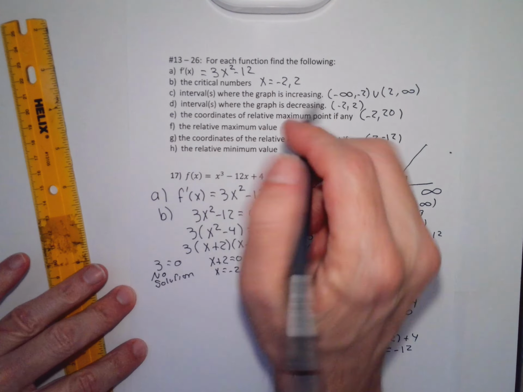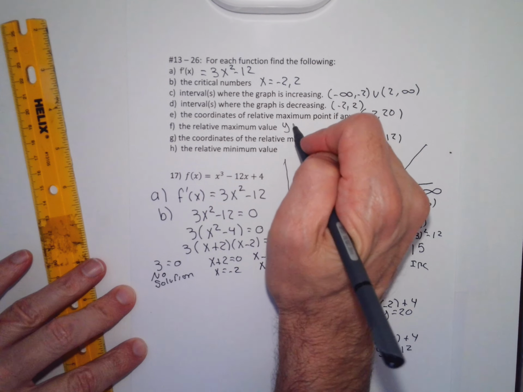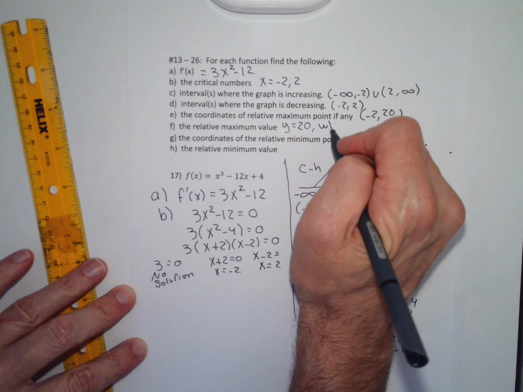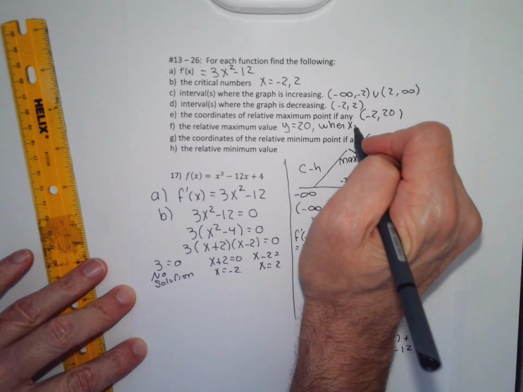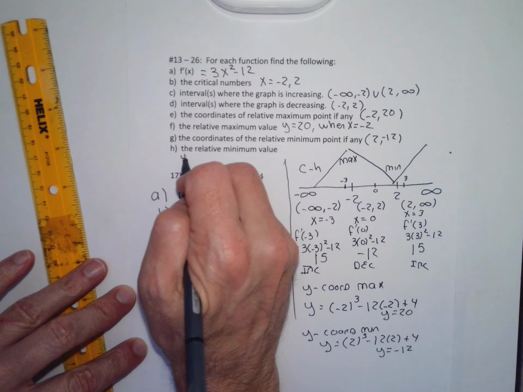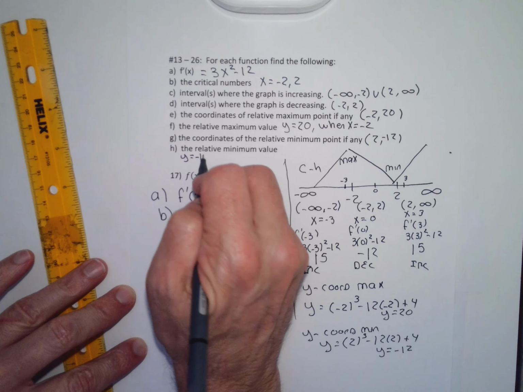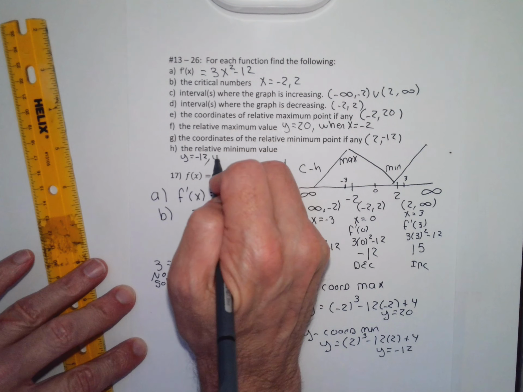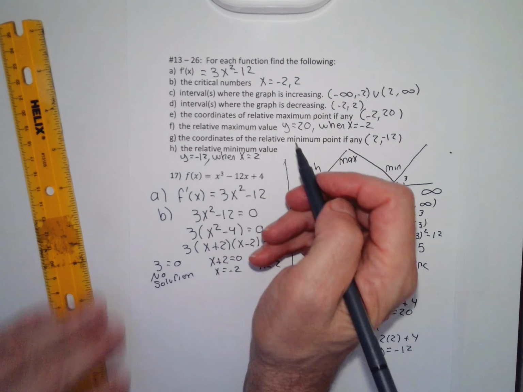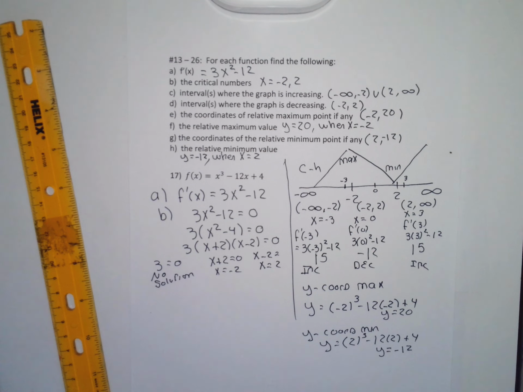So for part F, the relative maximum value is y equal to 20, and I'll say which occurs when x equals -2. The relative minimum value is y equal to -12, which occurs when x equals 2. Barring any mistakes, because I'm doing this problem without the answer in front of me, this should be the correct answer for your homework problem 17.